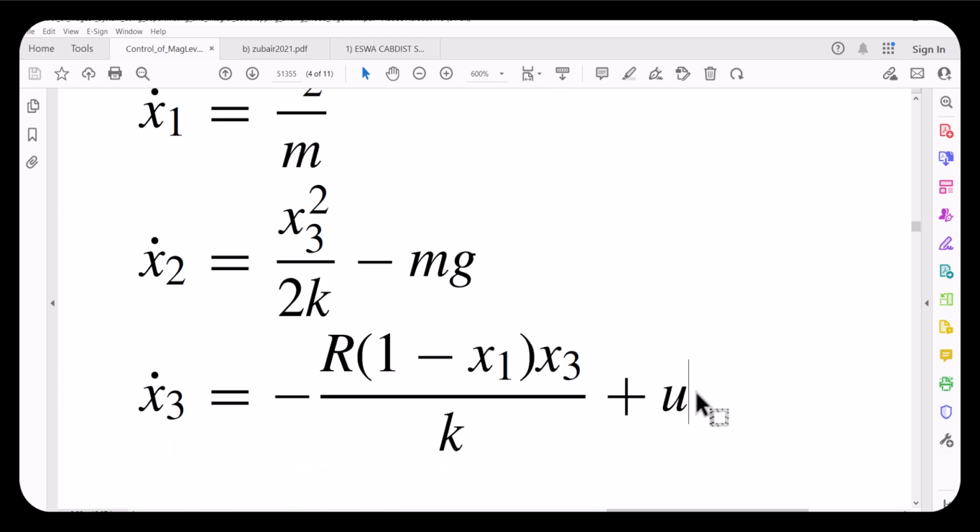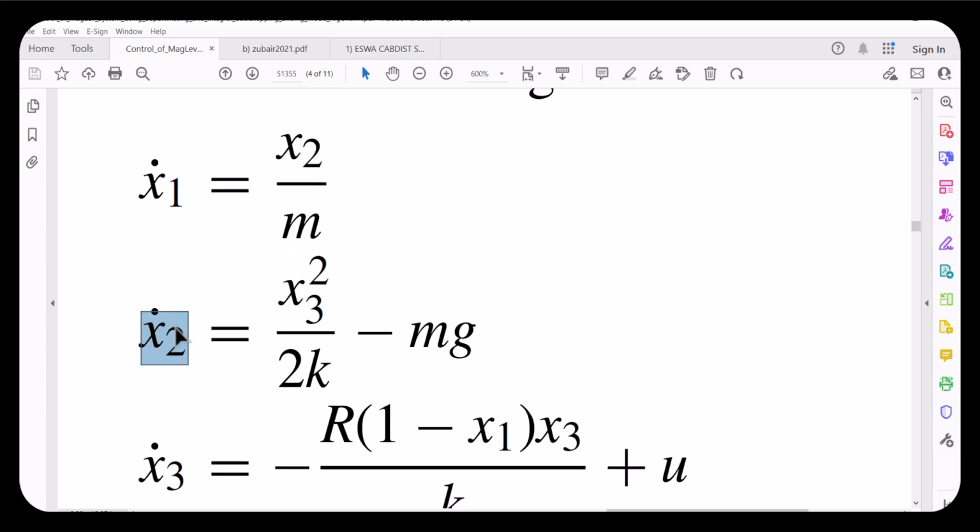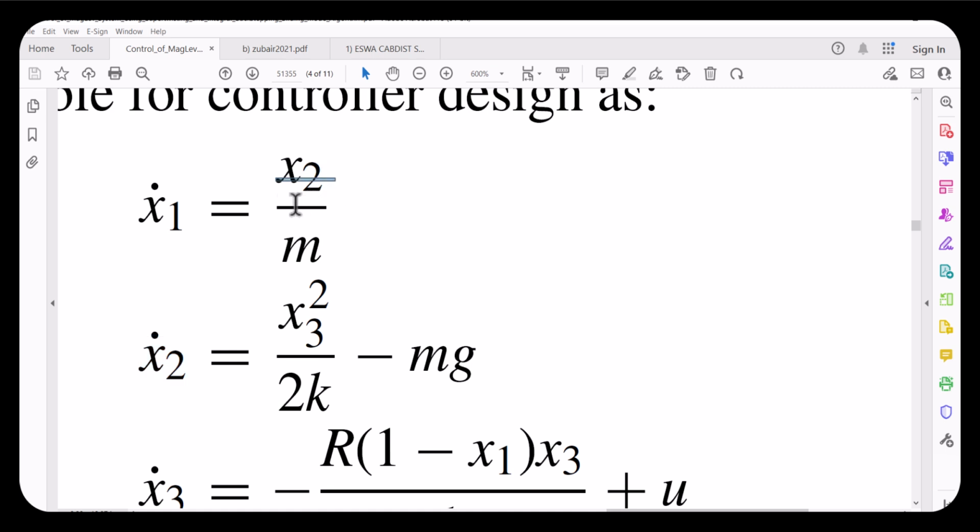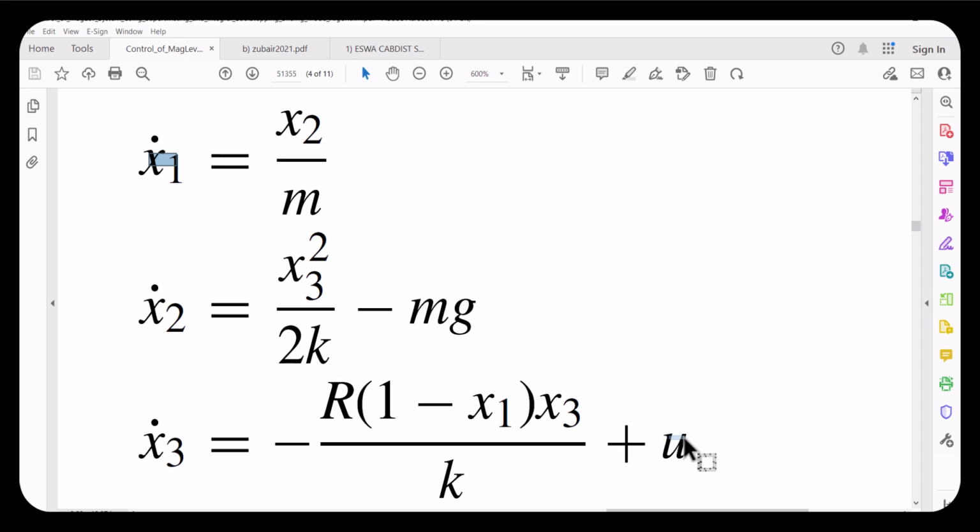Okay, so we don't know the value of this u. If we change the value of u, the value of x3 dot will change. If the value of x3 dot changes, the value of the x3 state will change. If x3 changes, x2 dot will change, then x2's values will change, and if x2 changes, x1 dot changes, and ultimately x1 changes. So basically, changing the value of u directly controls the x3 state, and indirectly changes the values of x2 and x1.